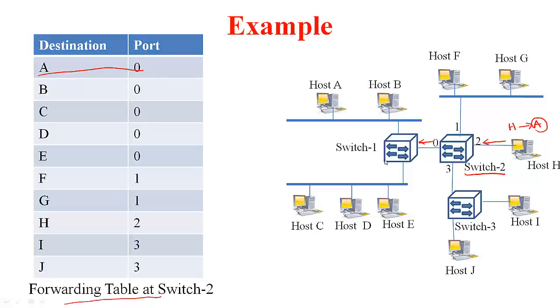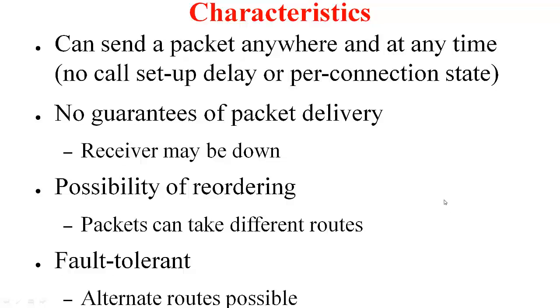It is not shown here, but switch 1 will also consult its own forwarding table and figure out that to reach host A, this packet has to go out on this port, and since it transmits on this Ethernet segment, host A will receive the packet. So a very simple process. You can send a packet anywhere and at any time.